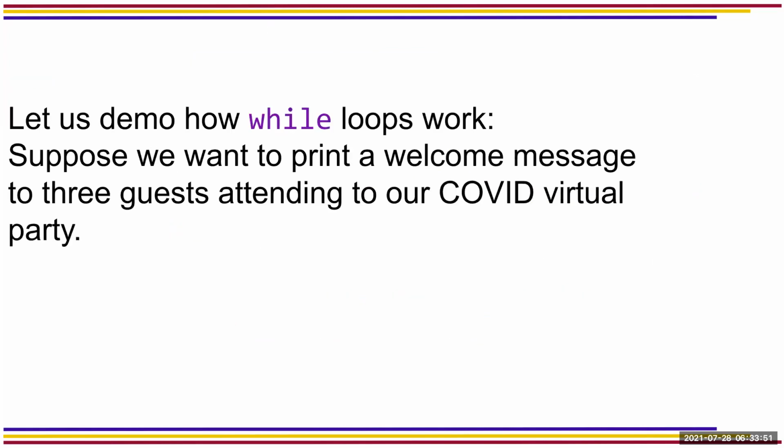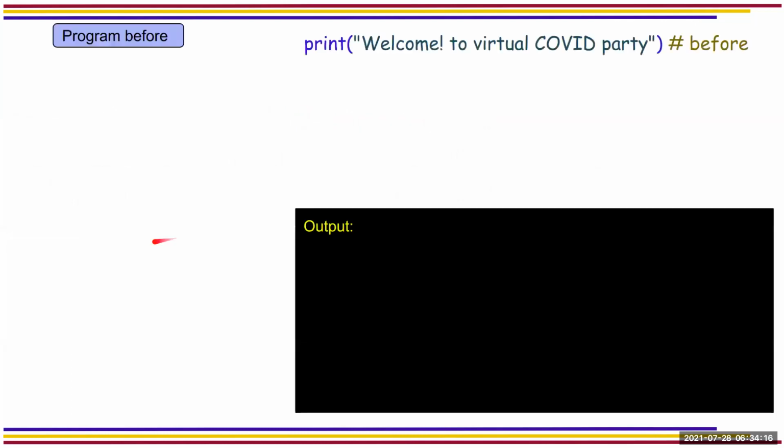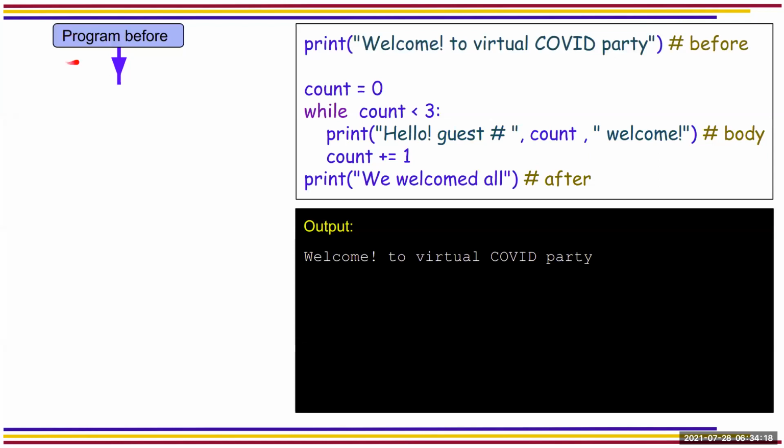So let's demo a while loop using the same example that we did with the for loop segment. We are basically going to greet 3 guests who are attending a COVID virtual party. So we have the program from before, this line of code, and we already printed that: welcome to the virtual COVID party.